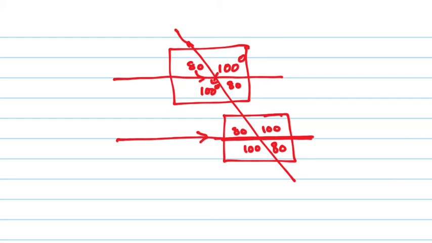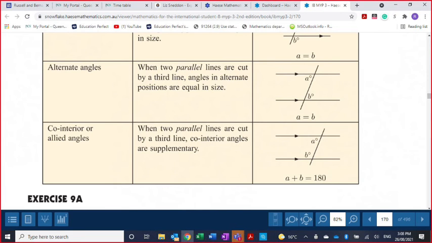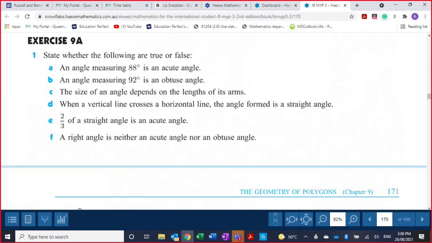So let's pop to the exercises and just find out what they do to you so that we make sure that you have enough information. Okay? State whether the statements are true or false. Okay, we did this first part of it, right? No, we didn't do any of these because we didn't have enough information. An angle measuring 88 degrees is an acute angle. Yes, because it's less than 90. An angle measuring 92 is obtuse. Yes, because it's more than 90.